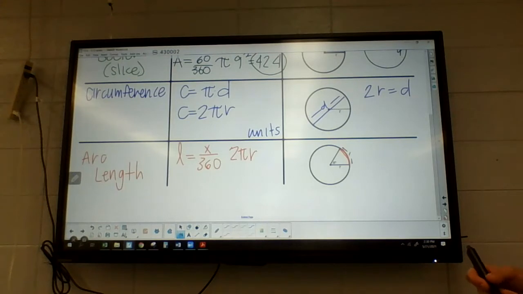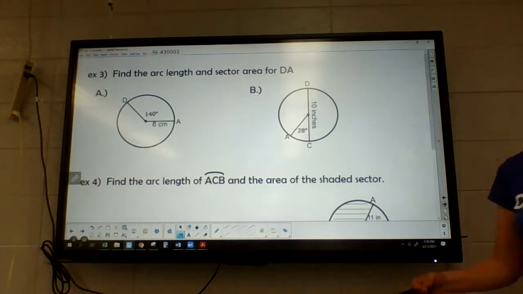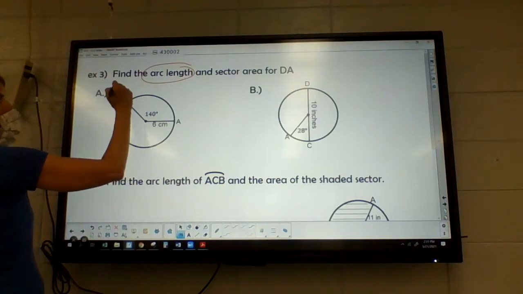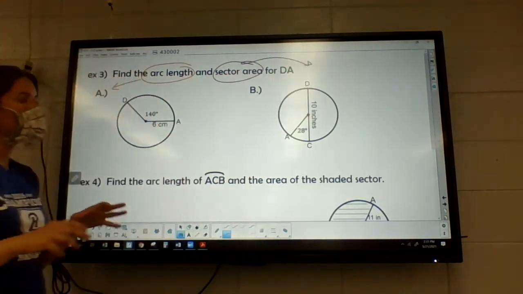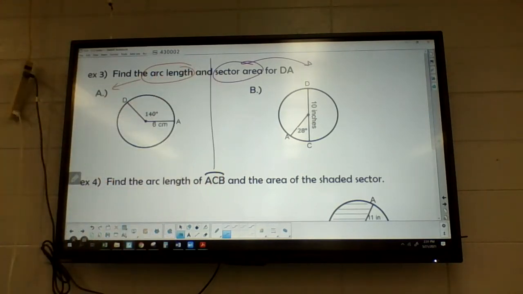So we'll do a few examples off the bottom. Actually, we'll go down to the bottom here. So they want the arc length and sector area for DA. Just to make ourselves not have to do both of these, let's do arc length for this one, and then sector area for this one. We'll do that over here. So just kind of separating it out. So basically make these two problems. Otherwise we're doing both for both of them and that just takes too long.